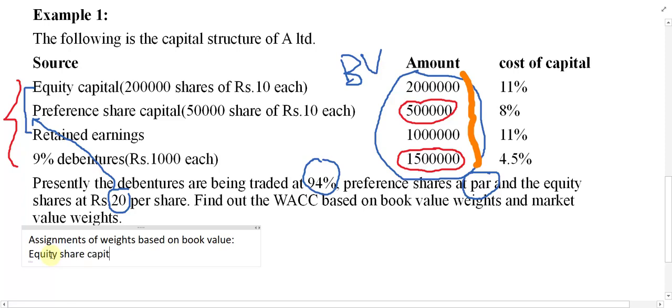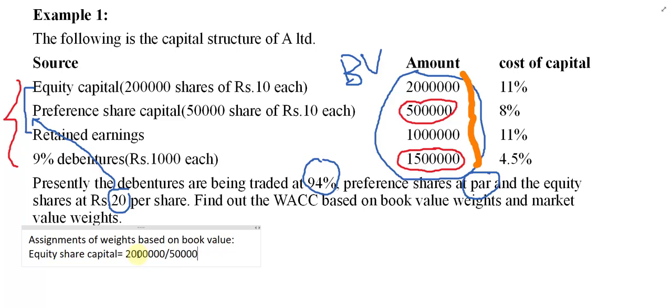Equity share capital. Equity share capital is equal to how much? The total of equity is 2 million, divided by 5 million, which is equal to 40%.